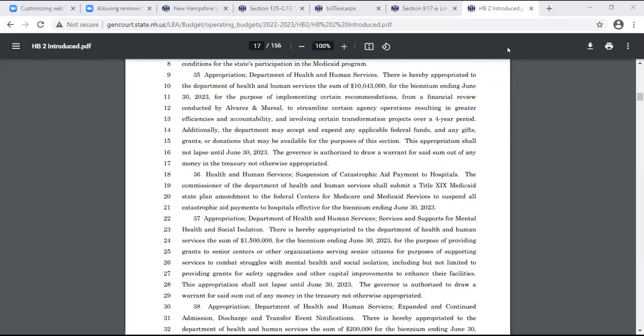So I guess what I would say is most of these are attributable to timing or just uncertainties that exist in January and February, as opposed to May or June, when the House and Senate go through and finalize the budget. Aloha. I'm sorry, what was that, Representative?